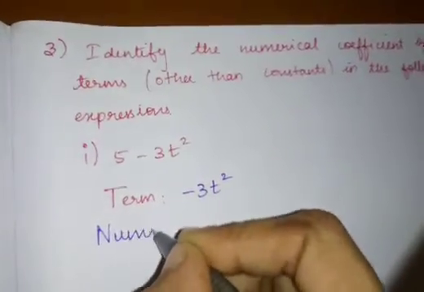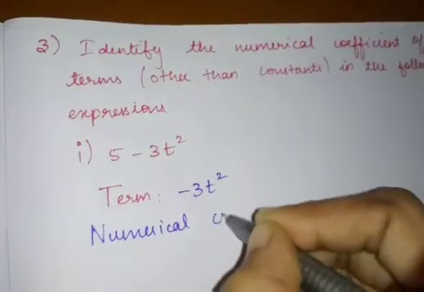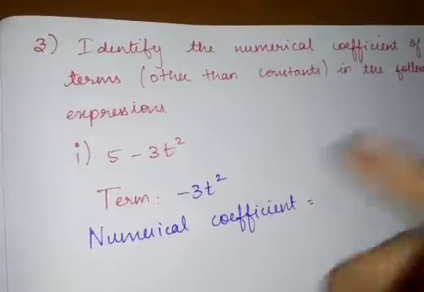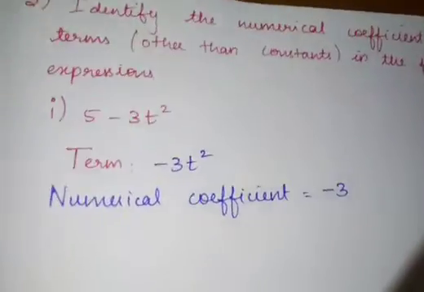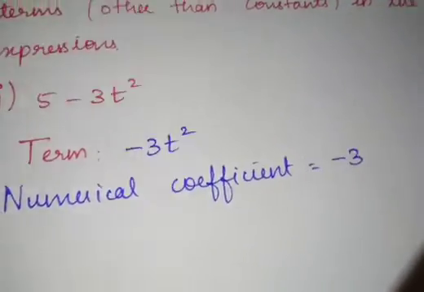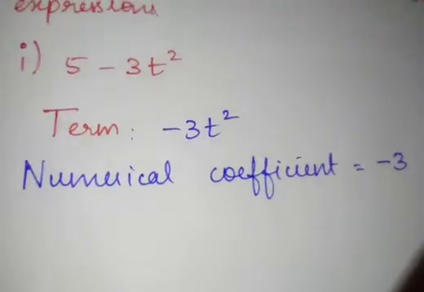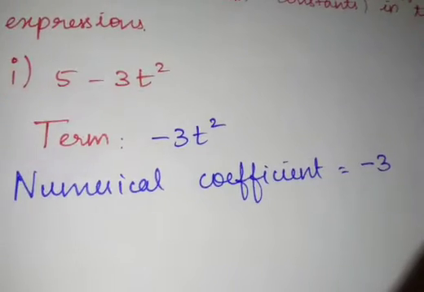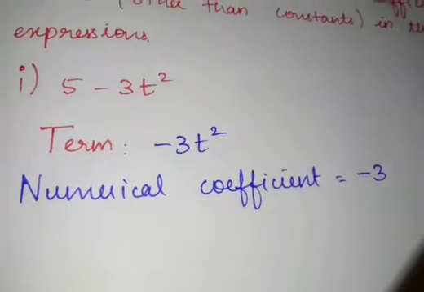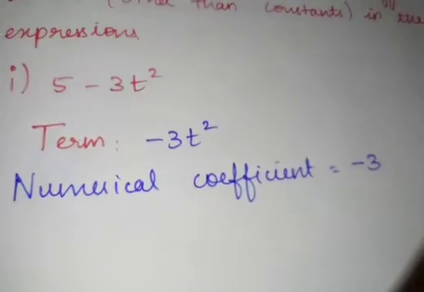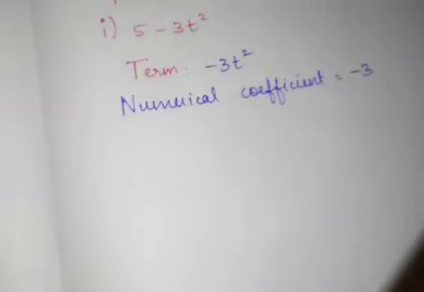So what is the numerical coefficient for this? Numerical coefficient for this is what, children? Minus 3. Numerical coefficient means what? It should have only the number. You should not write the variable. You should have only the number as the coefficient. We should not consider any variable because it's a numerical coefficient. Okay, second problem.